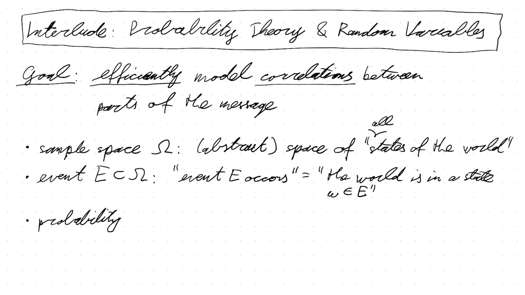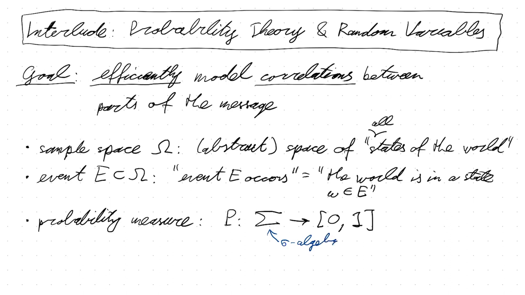And the word measure here is really a technical term. So a probability measure, which I will denote by capital P, is a function from some set sigma, which I'll go to in a second, to the interval from 0 to 1, so real numbers in this interval 0 to 1. And this set sigma is called a sigma algebra on the sample space omega.